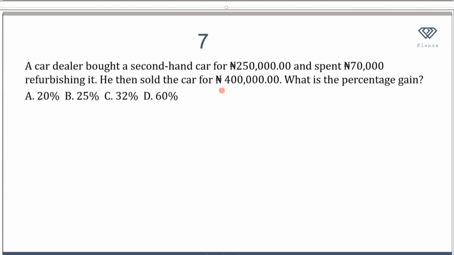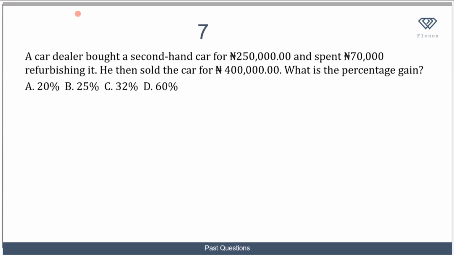So this is the last question that we'll be considering for this section, and this is a very interesting question but very easy also. It says a car dealer bought a second-hand car for 250,000 naira and spent 70,000 naira refurbishing it. He then sold the car for 400,000 naira. What is his percentage gain?